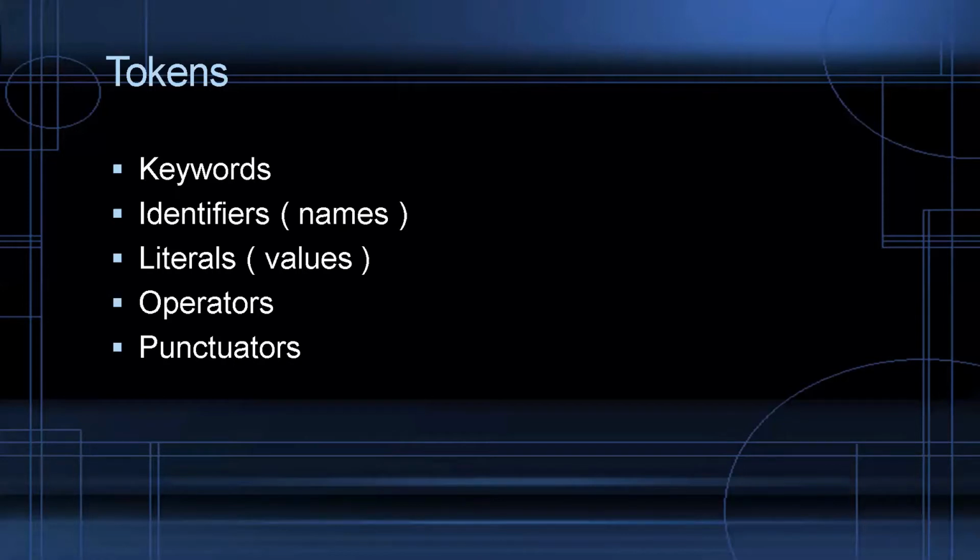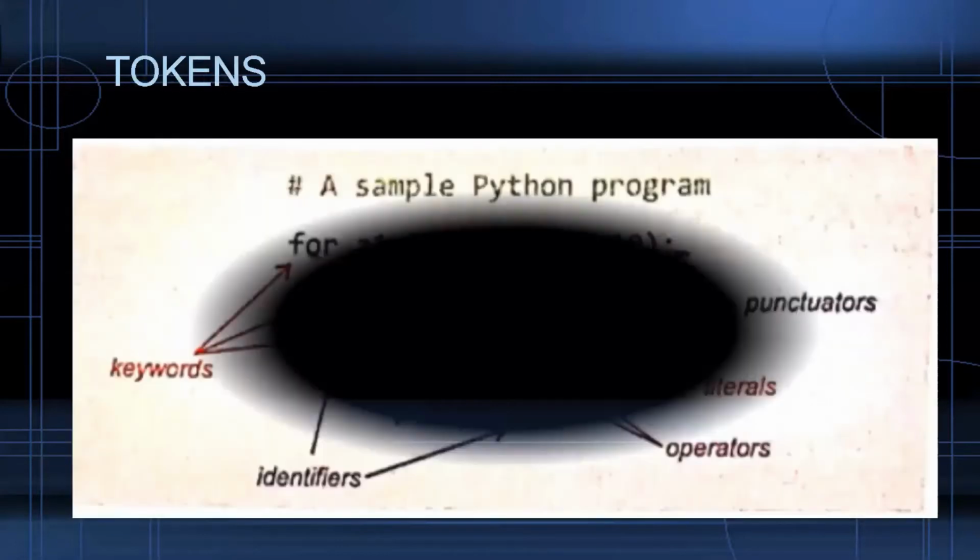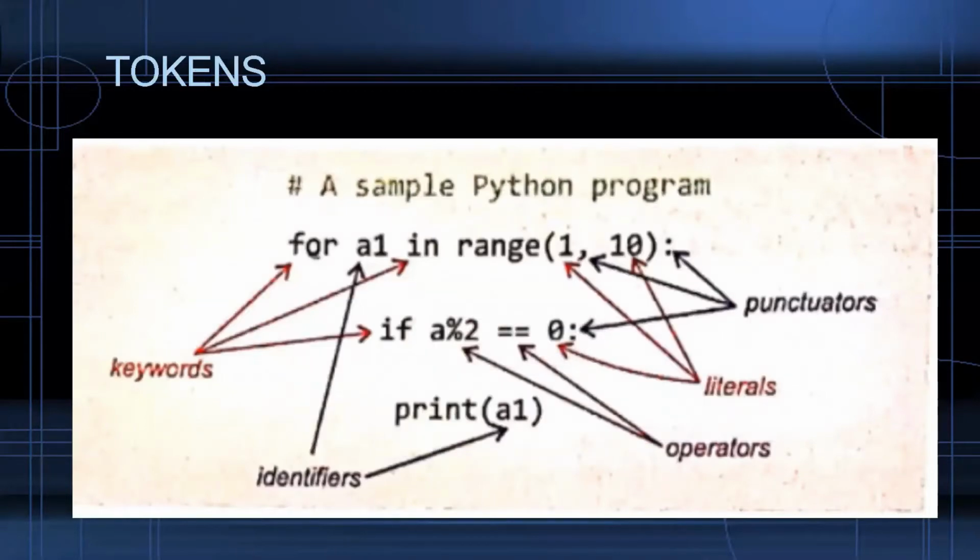Now, let's move to a sample Python program to find out what tokens are. In this sample Python program, you can see for, in, and if are the examples of keywords. A1 is an identifier. 1, 10, and 0 are examples of literals. Modulus and double equality sign are examples of operators. Comma and colon are examples of punctuators.